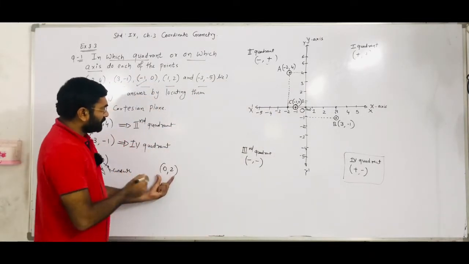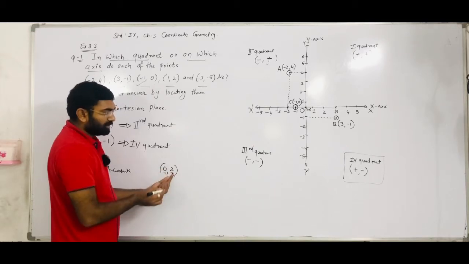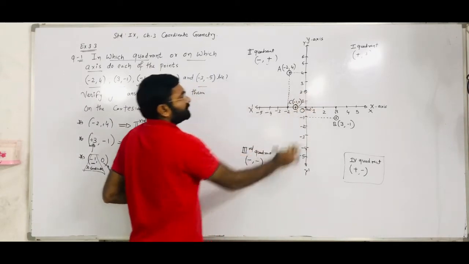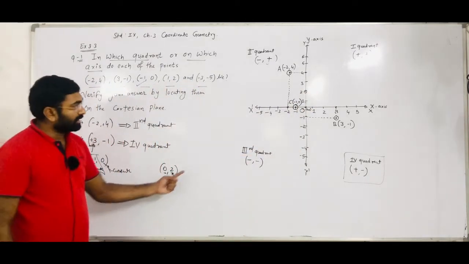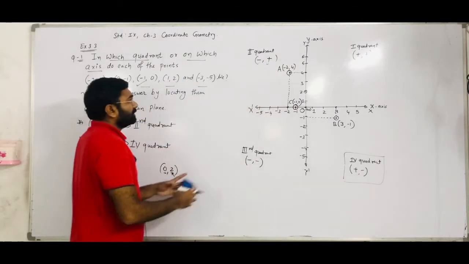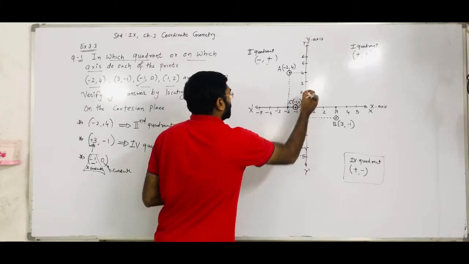So what you have to observe: x coordinate is 0, y coordinate value is 2. So on the y axis you have to locate that point. Right? So this is our (0, 2) point. And that point lies on what? It is on the y axis. Okay? So that way you may locate it on the axis.